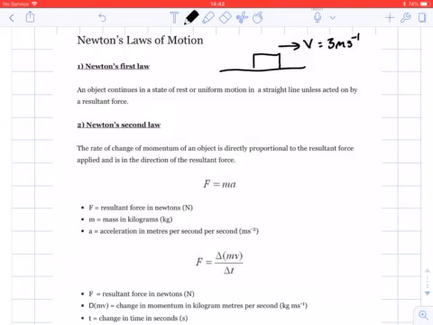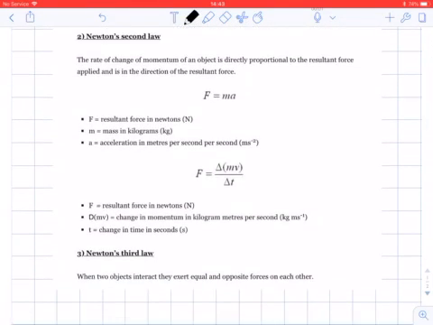In Newton's second law, and probably his most famous one, this deals directly with the equation F equals ma. The technical explanation is the rate of change of momentum of an object is directly proportional to the resultant force applied and its direction of the resultant force.